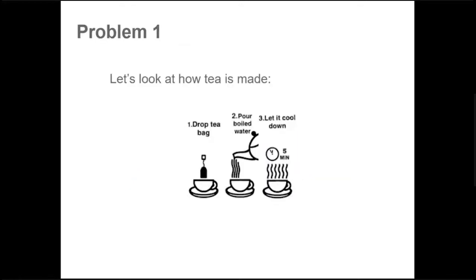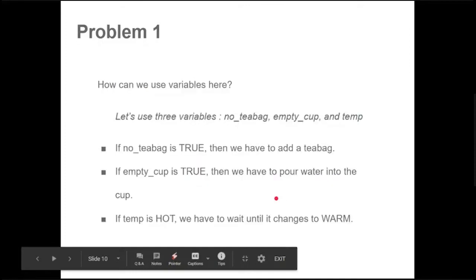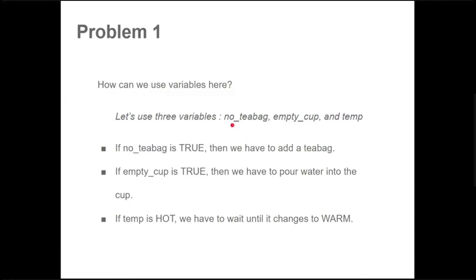Let's look at a problem to see how variables can be used. So I've entered in a short diagram which shows how tea is made, where we first drop a tea bag, then pour boiled water, and finally let it cool for a few minutes. We can check how we can use variables here. Let's use three variables: no_tea_bag, empty_cup, and temp.